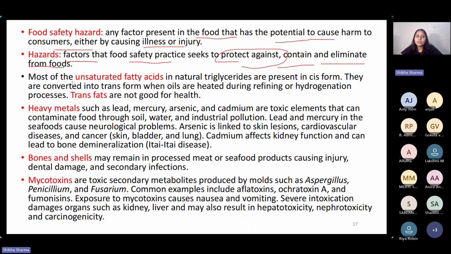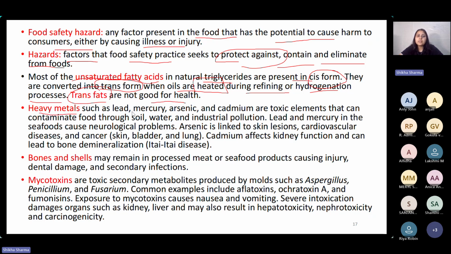Most of the unsaturated fatty acids in natural triglycerides are present in the cis form, but they are converted into their trans form when oils are heated at high temperature during refining or the hydrogenation process. So these trans fats are not good for health. So that is the processing hazard.